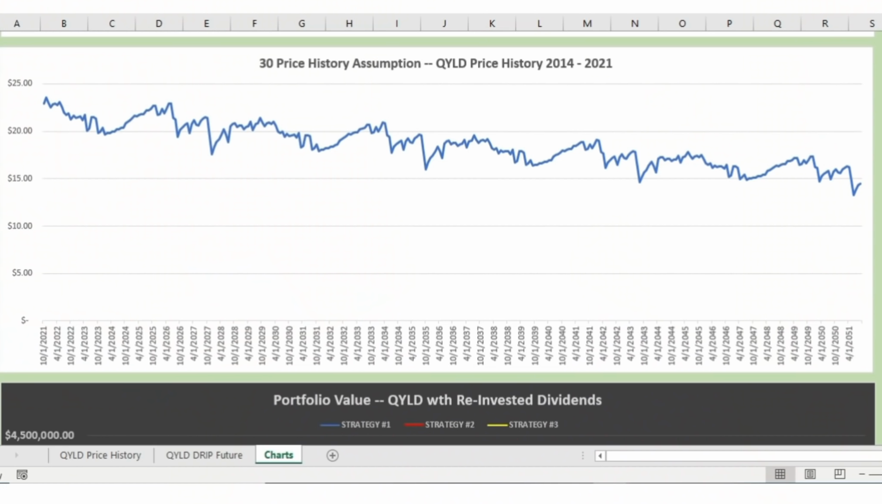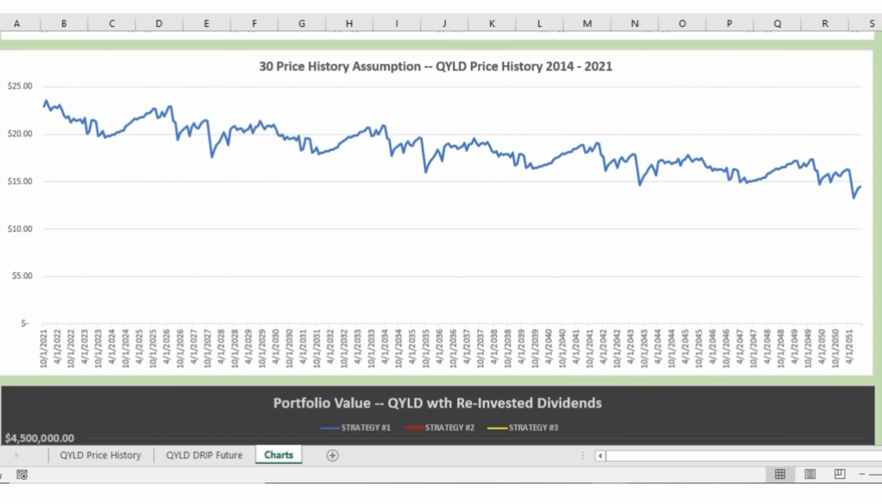Neither of these strategies is perfect because we just don't know what's going to happen in the future, especially since we don't know what QYLD is going to do in a prolonged downturn. But nevertheless, I'm giving you two additional strategies here just to see what it would actually potentially look like. So in that second strategy here, assuming that QYLD were to extend out the exact same type of history, it would look something like this.